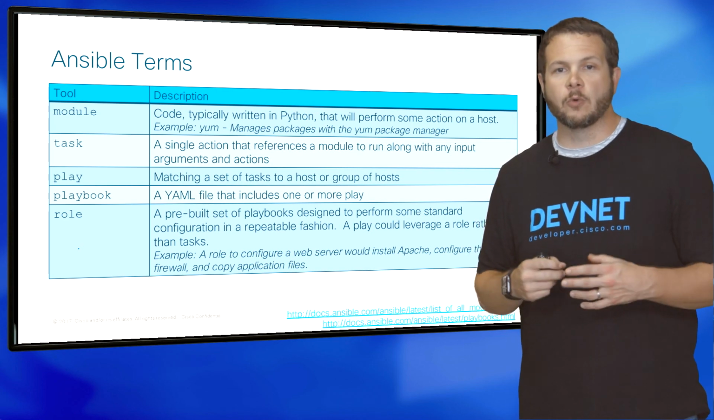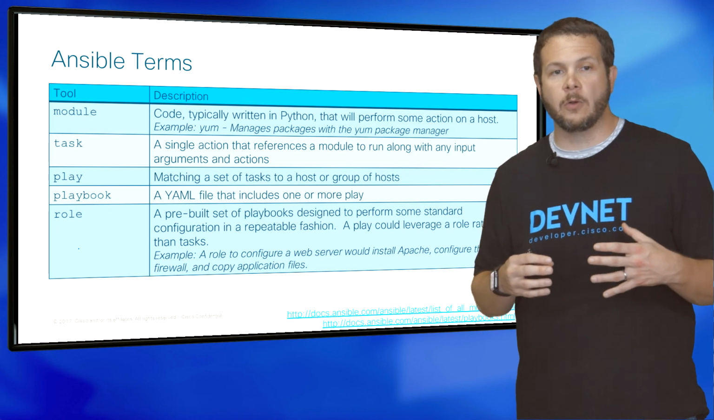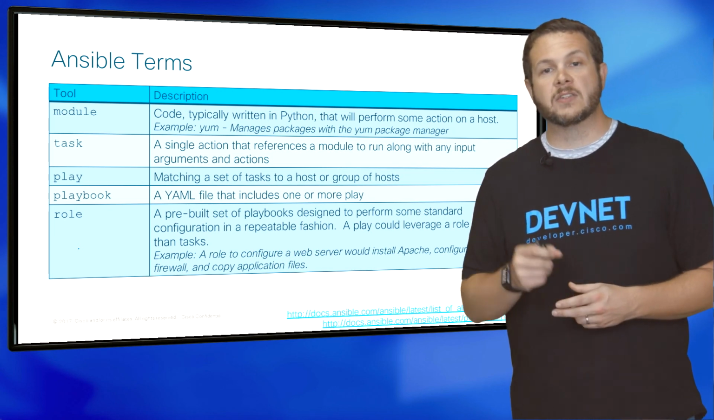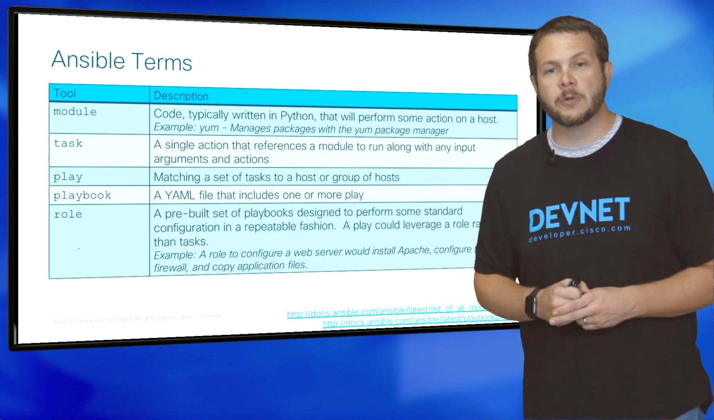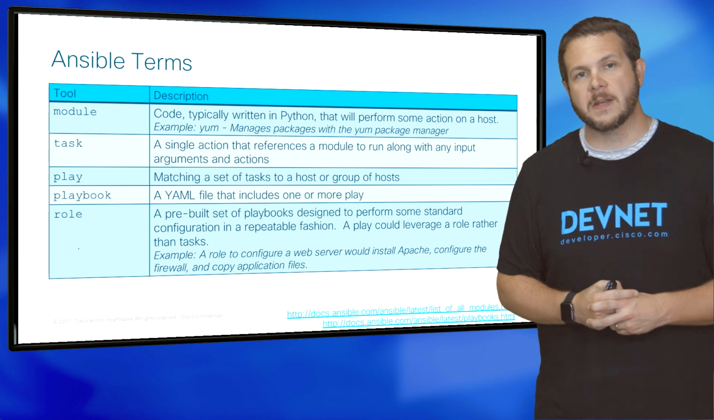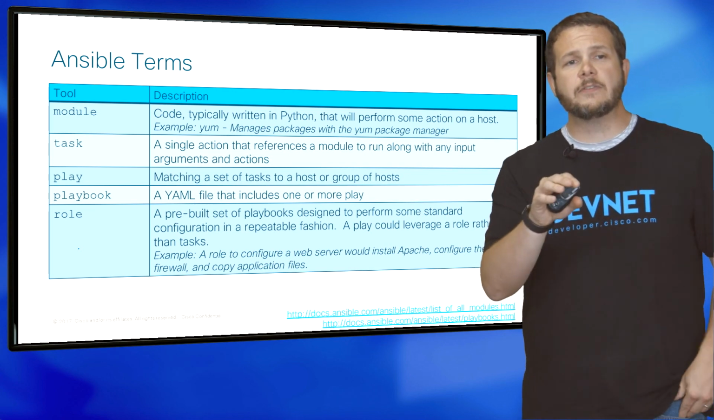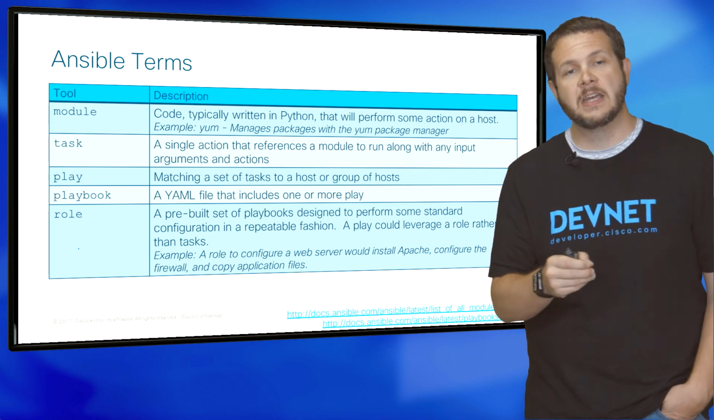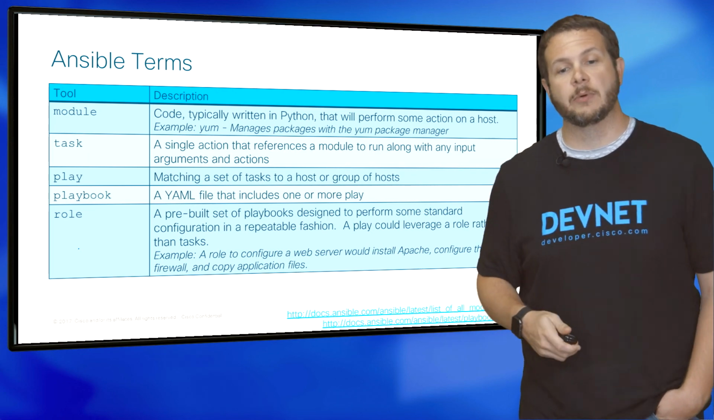Now, you may have a role that would configure an Apache web server that would go ahead and install Apache, configure it appropriately, update the firewall, and copy any application files necessary. Inside of your playbook, an individual play would reference the role rather than tasks. And then they all get inherited inside the playbook as it goes through.